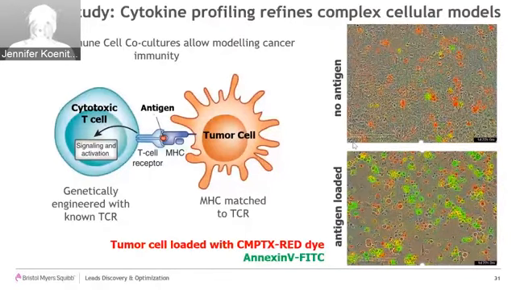An example of that is shown in the pictures on the right, where the tumor cells are labeled with a red dye and we measure cell death with a green dye staining apoptotic cells that then externalize annexin 5. The top picture basically shows the absence of antigen in the co-culture, which means the T cell cannot recognize the tumor cell. There is no activation and the tumor cells basically overgrow the well.